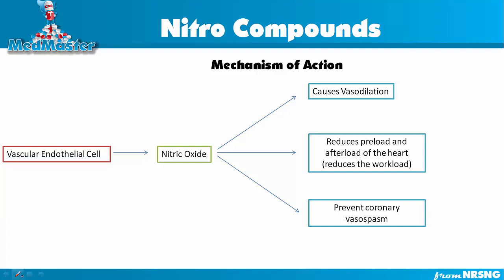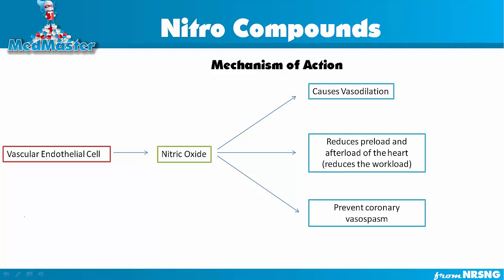I'm going to talk about nitro compounds. The nitro compounds include several drugs, such as nitroglycerin and sodium nitroprusside. We'll talk about the examples later. But these drugs are really important as a nurse if you're working in intensive care, because you'll be giving these drugs to your patients very often.